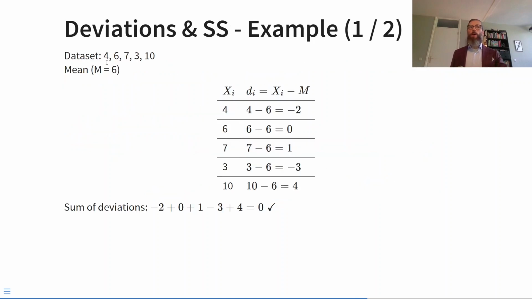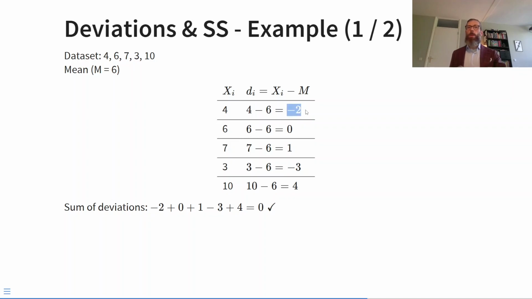So let's look at a numerical example. Imagine that these are our data: 4, 6, 7, 3, 10. The mean is 6, as we've previously examined, and we can make a table where all of the individual scores are in the leftmost column. Then in the middle column, we subtract the mean, which is 6, from each of these scores, and in the rightmost column, we have the deviation.